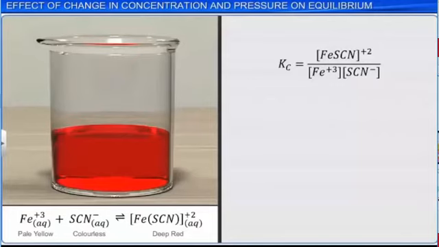The equilibrium constant, Kc, for this reaction can be written as Kc is equal to the concentration of FeSCN²⁺ divided by the product of the concentrations of Fe³⁺ and SCN⁻. You have already learned that at equilibrium, the reaction quotient Qc becomes equal to the equilibrium constant Kc. Hence, you can write Qc is equal to Kc at equilibrium.